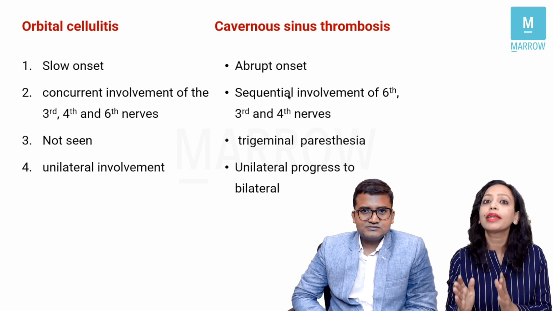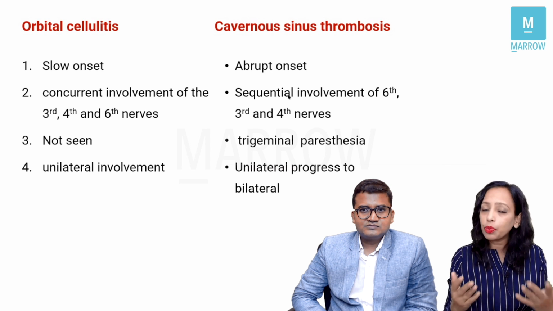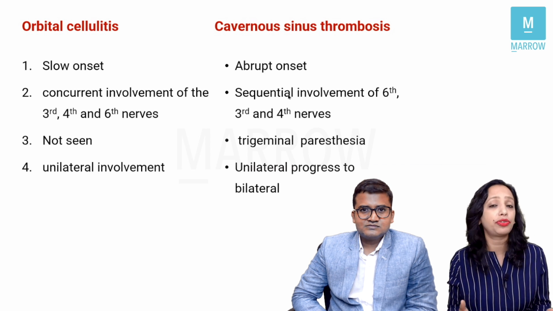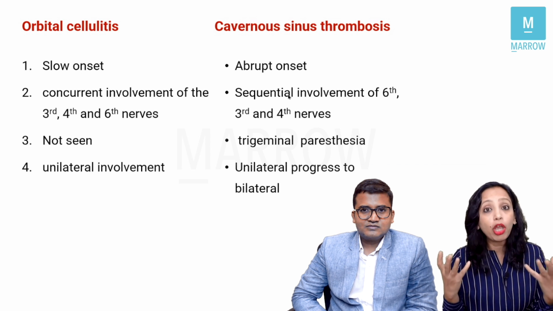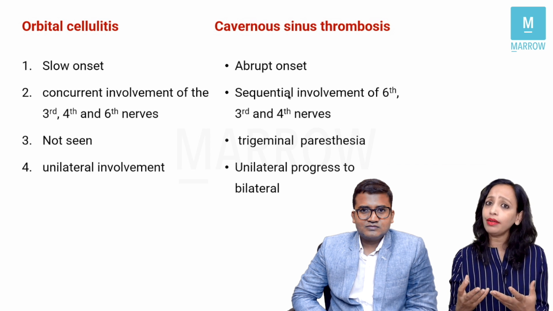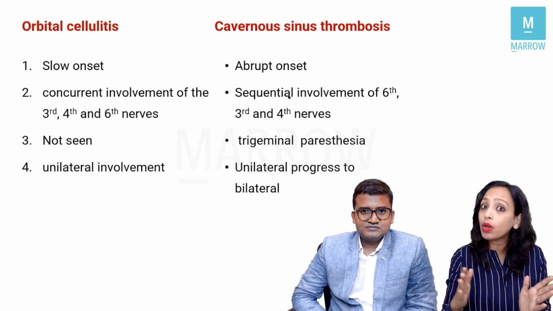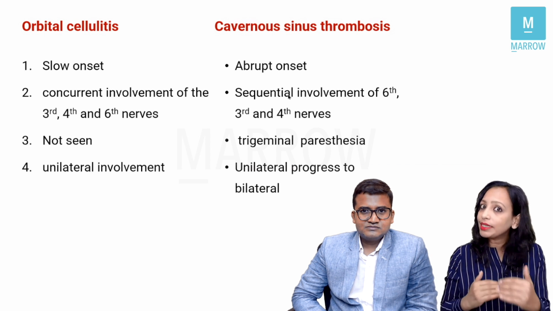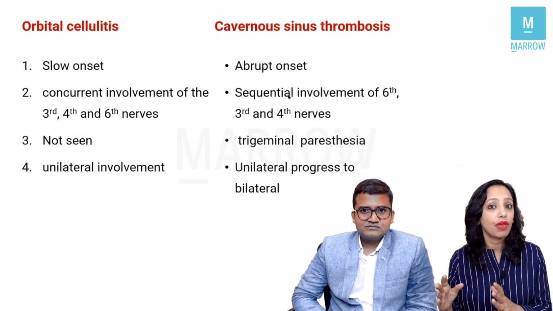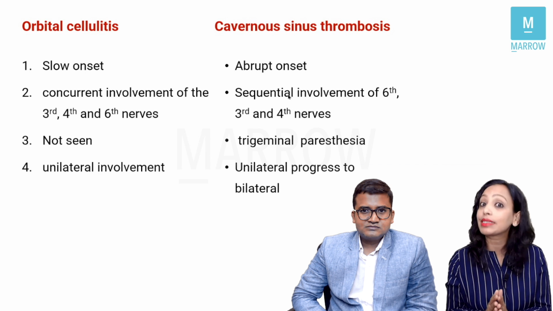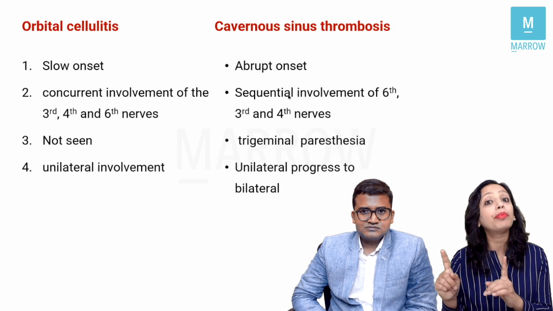Whereas in cavernous sinus thrombosis, there is a very abrupt onset. As in this patient, there was only a one-day history of high fever and headache, and then suddenly there are so many orbital findings. There is progressive ophthalmoplegia. The presentation is abrupt, but when the nerve involvement occurs, it is progressive. The earliest to be involved is the sixth nerve. As we are seeing in this patient, in the other eye, loss of abduction has occurred.